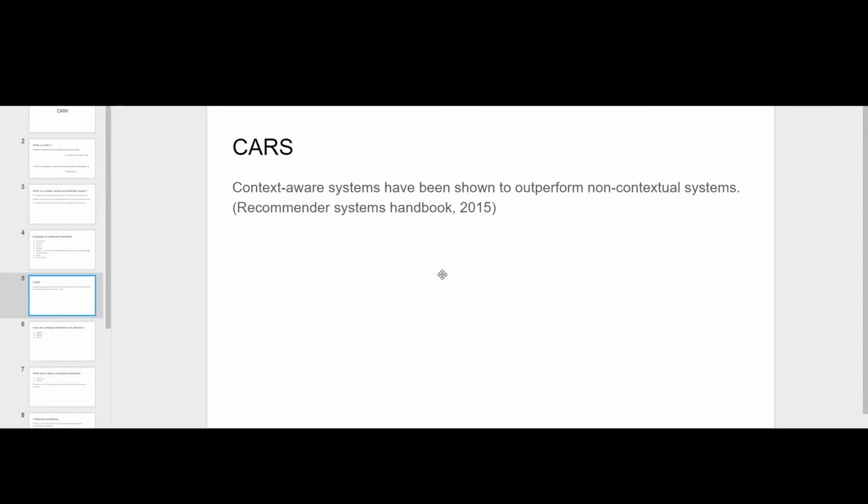CARS, or context-aware recommendation systems, have been shown to outperform non-contextual systems. Companies such as Netflix have reported that the performance of their recommendation systems has increased by 5% since implementing contextual information. So this just shows the value of adding context to your recommendation system.